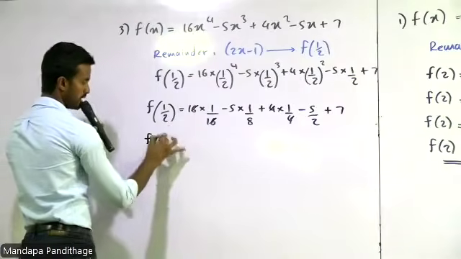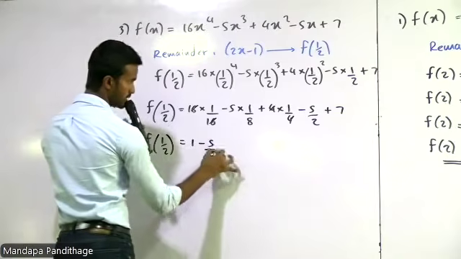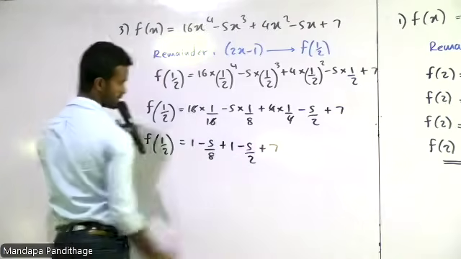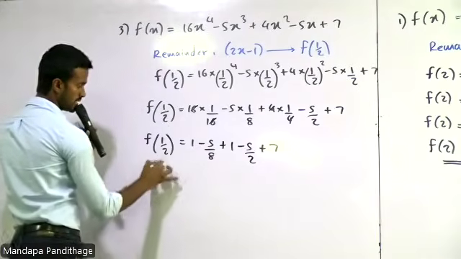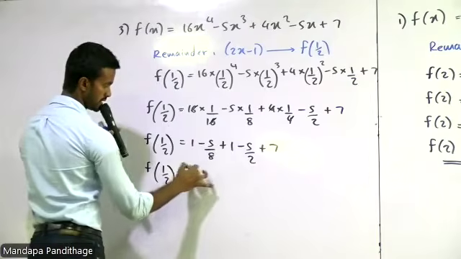So then it's f half: 1 minus 5 over 8 plus 1 minus 5 over 2 plus 7. So add these whole numbers first. 1, 1, 7 is 9.